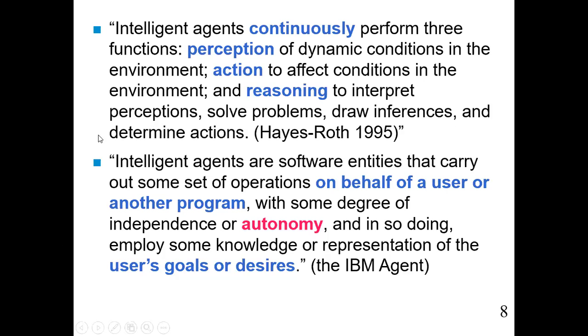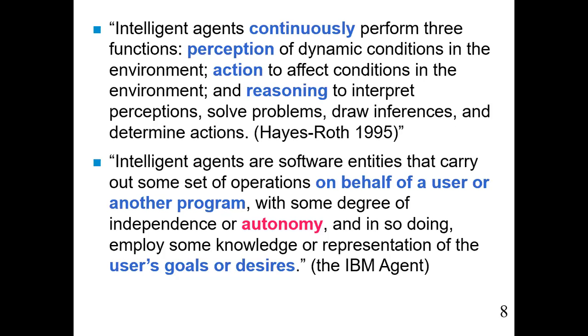Okay, another definition, by Hayes-Roth 1995: intelligent agents continuously perform three functions: perception of dynamic conditions in the environment, action to affect conditions in the environment, and reasoning to interpret perceptions, solve problems, draw inferences, and determine action. So the first is perception of dynamic conditions, meaning we try to sense or understand the dynamic conditions in the environment, then act to affect the conditions in the environment, and then also reason to interpret perceptions, solve problems, draw inferences, and determine action.